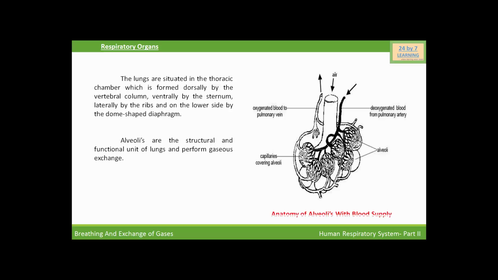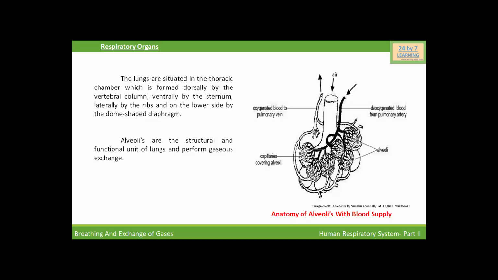If you see this diagram, this is the anatomy of alveoli with blood supply. Bronchioles open into the alveolar duct. The alveolar duct is a tube-like structure which leads into an expanded passage that we call atria, which opens into alveolar sacs or air sacs.